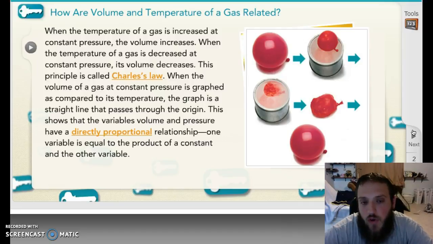This is called Charles' Law, because this is why I talked about Jacques Charles on the very first slide, because he was going to come up again, right? He discovered this. So, temperature and volume. When we heat a gas, increase the temperature, the volume increases. When we cool a gas, the volume decreases.